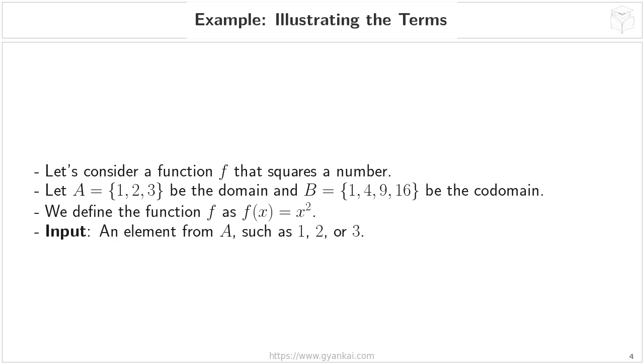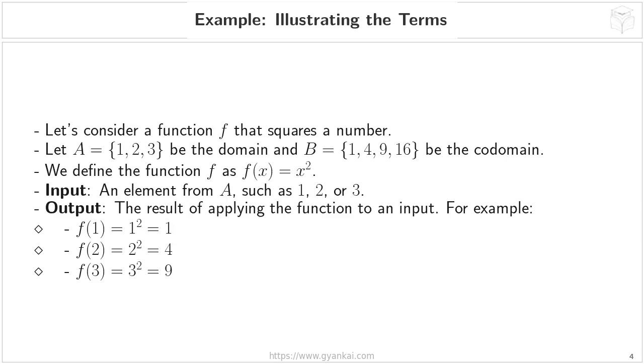Now we define the function f itself. We write it as f(x) = x². This means that for any input x, the function f will multiply x by itself. Let's look at some examples.